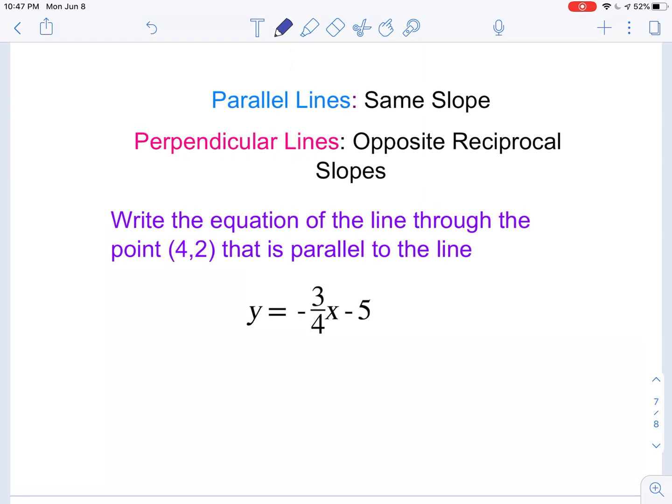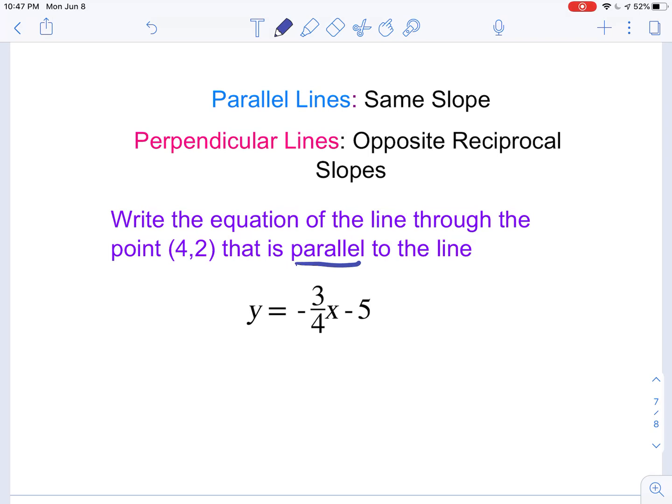Okay. Now, the last type of questions that you could be asked is about parallel and perpendicular lines. Now, what we need to remember about parallel and perpendicular lines are the following, right? Parallel lines have the same slope, whereas perpendicular lines have opposite, meaning opposite sign, reciprocal slopes. Okay? So anytime you see one of these words in a question asking you to write the equation of the line, you have to remember this fact about the slopes. For example, the one below. Write the equation of the line through the point (4, 2) that is parallel to the line below. y equals negative 3/4 x minus 5.